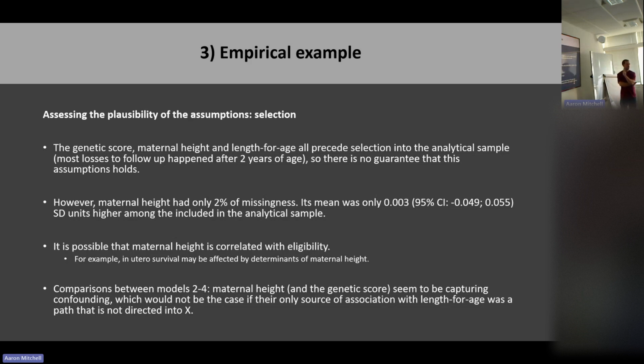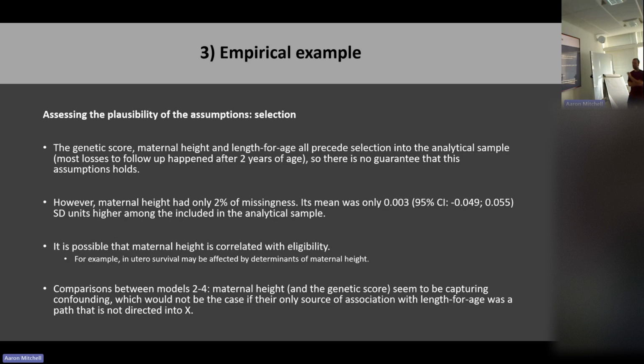But when we look at maternal height specifically, you only had 2% of missing. It is a baseline variable, so it was measured for almost the entire cohort. And when we compared its average between those who were included in the analysis and those who were excluded from the analysis, we see pretty much no difference. This is in SD units, so it's very, very small. So those who were included in the analysis have pretty much the same maternal height as those who were not included, which means that maternal height seems to be d-separated from selection, which would then indicate that selection is not affecting the association between maternal height with the treatment and therefore with the outcome.